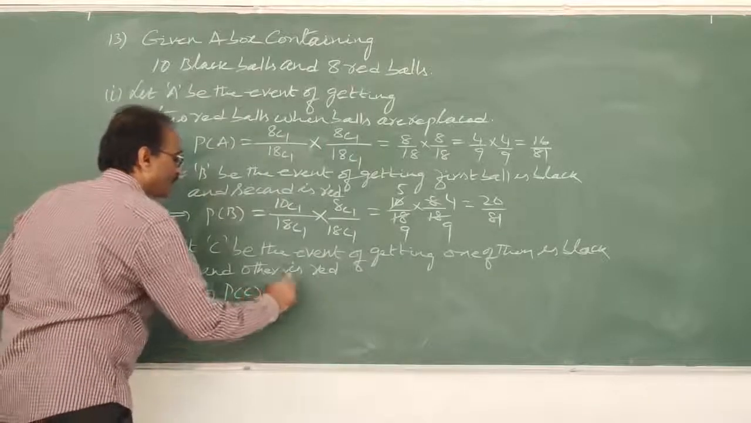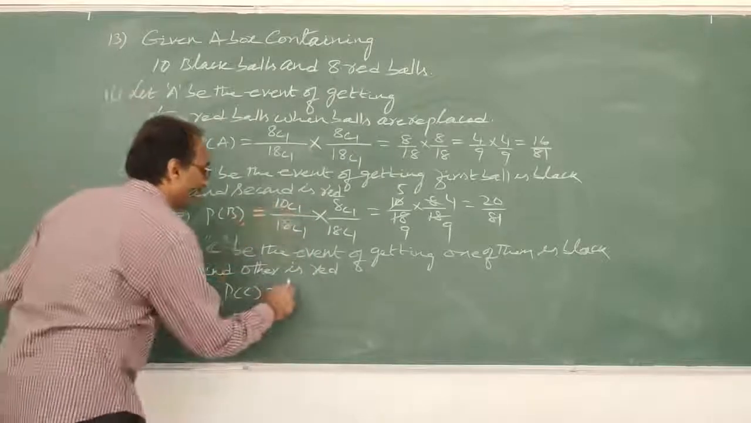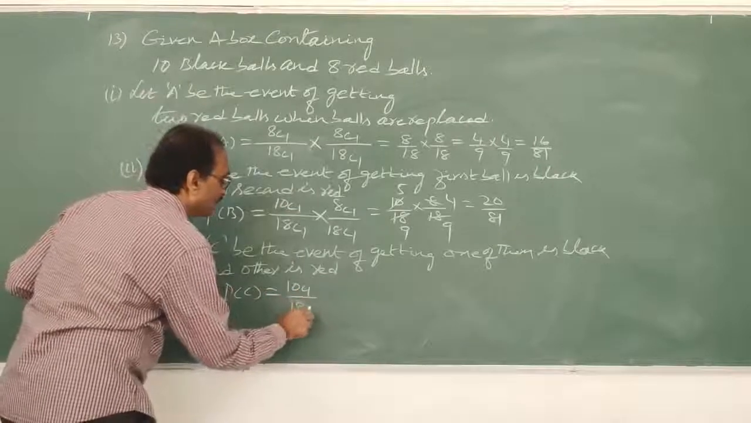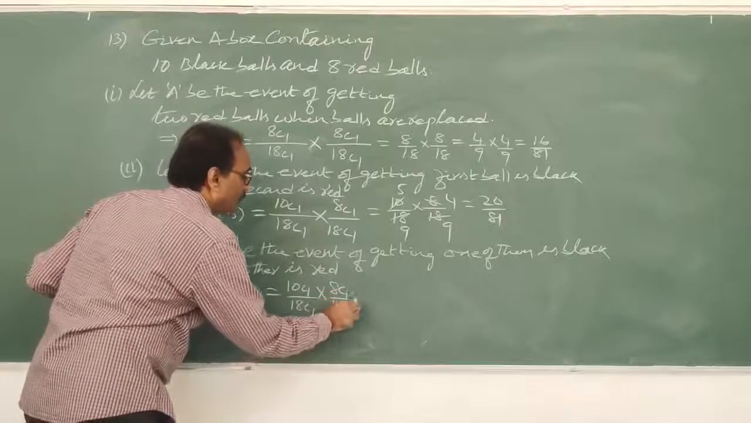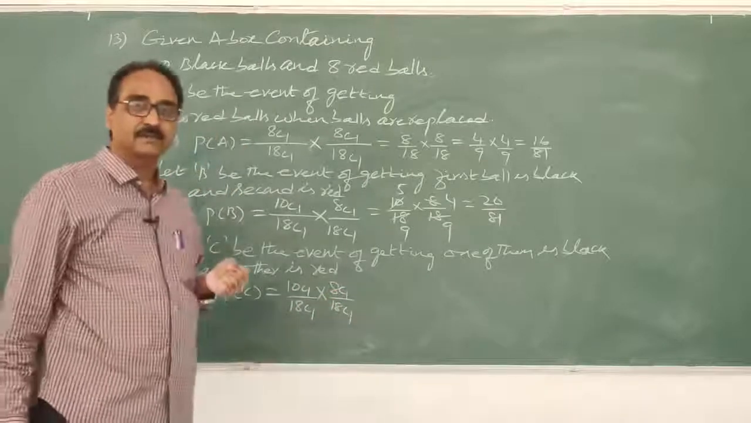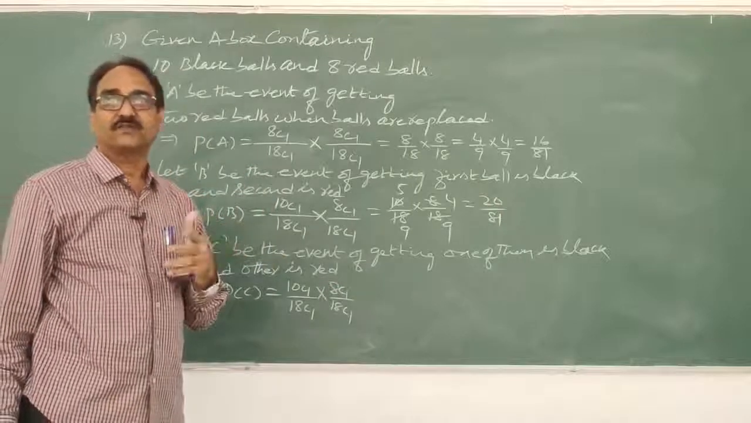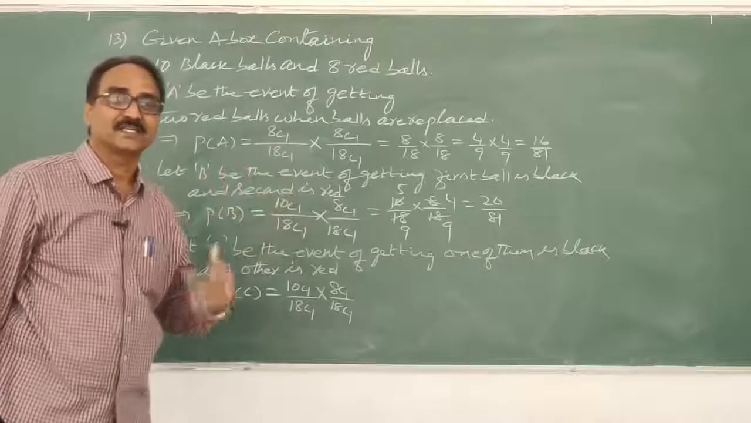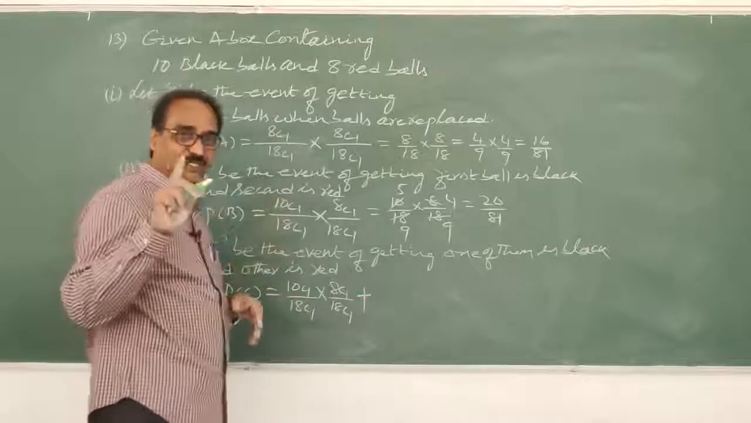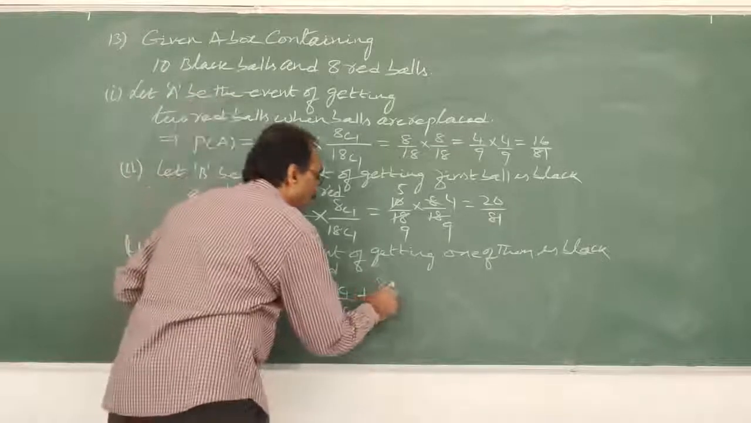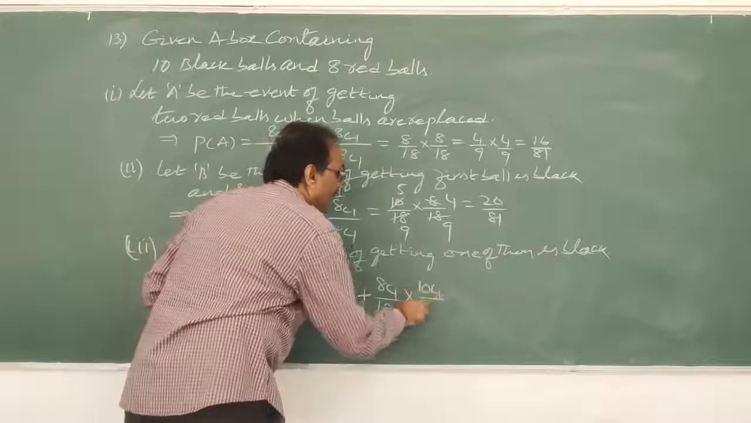How will we see now? For example, first we got black only, the same story: 10C1 by 18C1. The second, red, means 8C1 by 18C1. Now another girl will say, no sir, why first black, why not first red? Okay, first black we got, or means what? Plus, and means into. Okay, as you said, the first draw is red only, then how much probability? 8C1 by 18C1. The second ball is what? Black, 10C1 by 18C1.